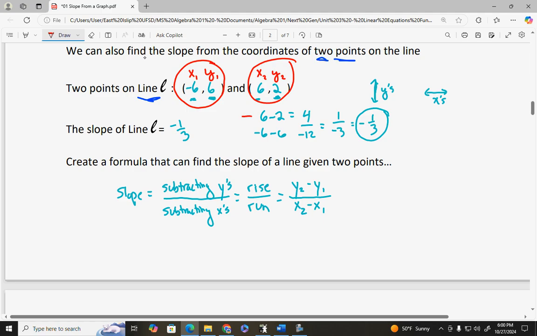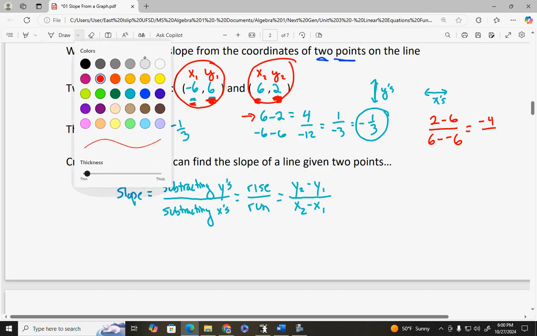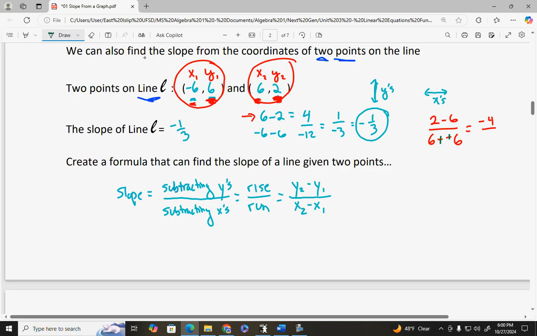So here, I did the 6 minus the 2. What if I decided to do 2 minus 6 first? Well, if I do this 2 minus the 6, I did the y2 minus the y1. I have to do the same order in the denominator. So then I have to do the x2 minus the x1. So I'd have to do 6 minus negative 6. And now, if I calculate this, I get a negative 4 in the numerator. Don't forget that minus negative really turns into plus, right? Plus positive. So now I get negative 4 over 12, which still is negative 1/3.